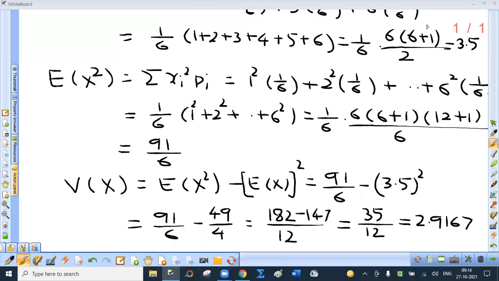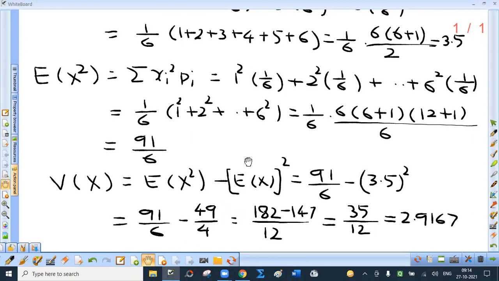So what is E of x square? Sigma xi square pi. Now 1 upon 6 into, it will be 1 square plus 2 square up to 6 square. Sum of the squares of first n natural numbers, n into n plus 1 into 2n plus 1 upon 6, where n is 6. So 91 by 6. Now what is variance x? E of x square minus square of E of x. So 91 upon 6 minus square of this.